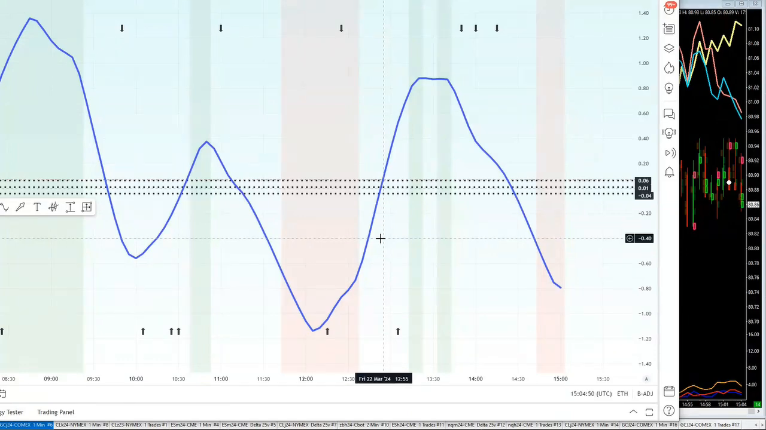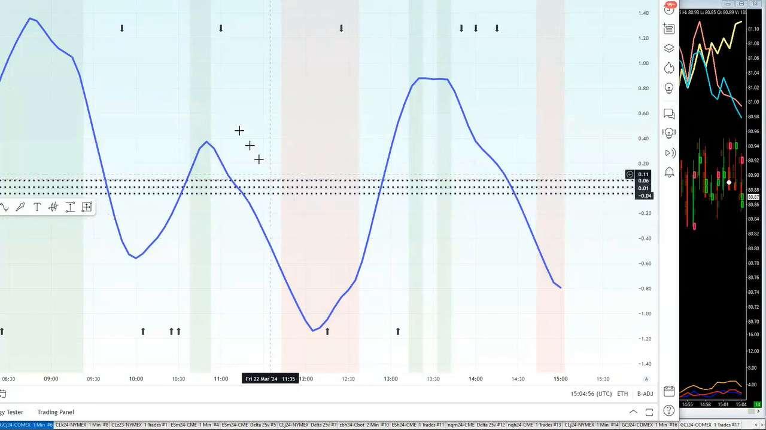The rule, guess what the rule is? If the line's going up, you can buy it. If the line's going down, you can sell it. One rule caveat: you can't sell it if it goes below the zero.